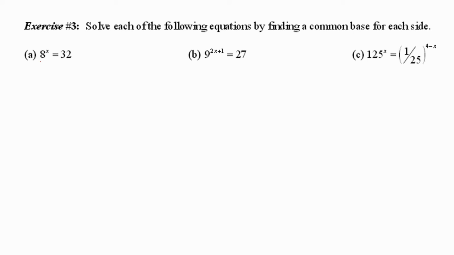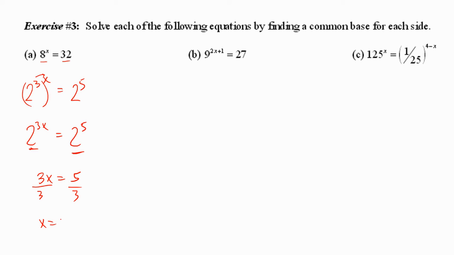Okay, so these bases are not the same. We need to get them to be the same. And so you have to know your powers of 2. 2 cubed is 8. So that says 8 to the x, just like the original equation. And 32 is 2 to the 5th. And now we have to distribute the exponent. And the bases are the same now, so the exponents must be equal. And now we can solve and get x equals 5/3.